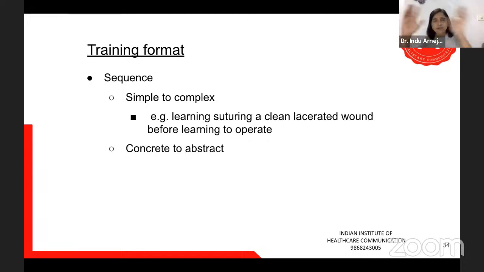Another way of designing your training could be concrete to abstract. For example, if you want to tell them something abstract, SOP, for example, standard operating procedure. How many of you have written or have an idea about SOP?